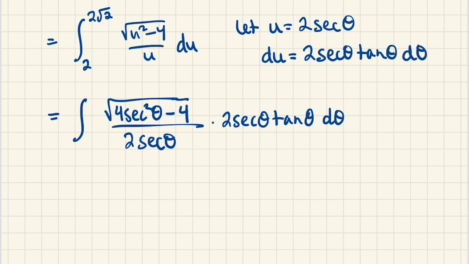What about our bounds? Well, they need to be updated again. These are u values. So when u is equal to 2, we can see that secant of theta will be 2 divided by 2, which is 1. So secant of theta equaling 1 means that theta is 0. And when u is 2 root 2, then secant of theta is just the square root of 2. So what angle has a secant value of rad 2? That is pi over 4. Okay, and we do get a little more cancellation at this point.